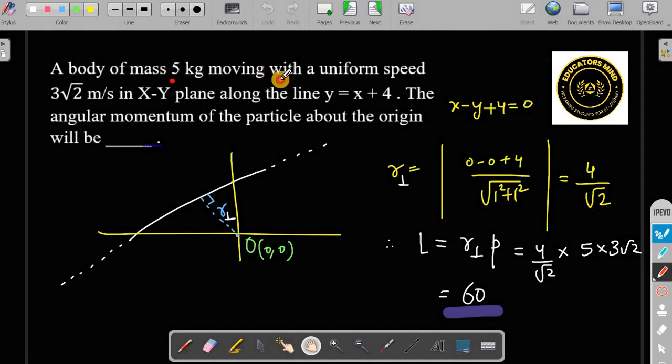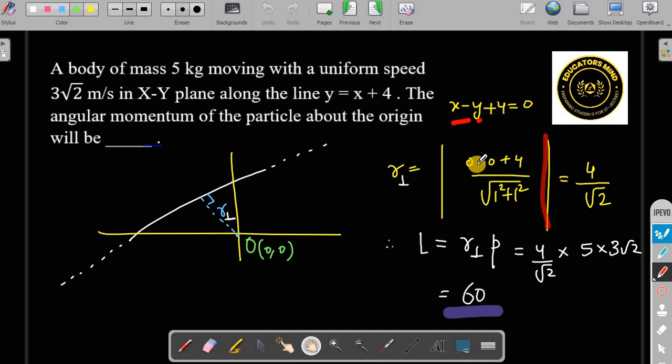A body of mass 5 kg is moving with a uniform speed 3 root 2 meter per second in the xy plane along the line. So this is the line along which the body is moving, the line of motion. The angular momentum of the particle about the origin will be, so about the origin means about this point. You need to drop a perpendicular to calculate r perpendicular, right? So r perpendicular you can calculate directly using the formula for the perpendicular distance of a point from a line.